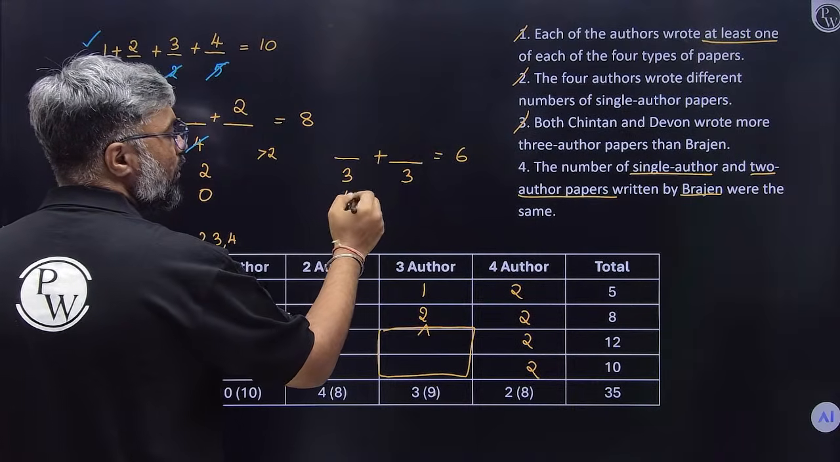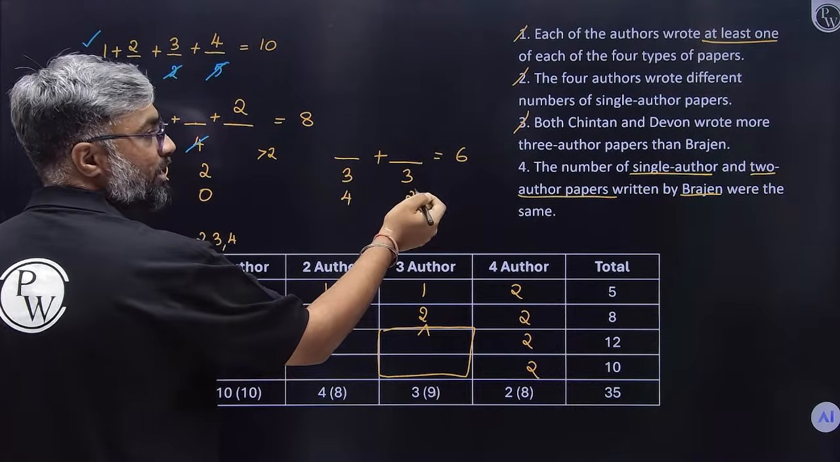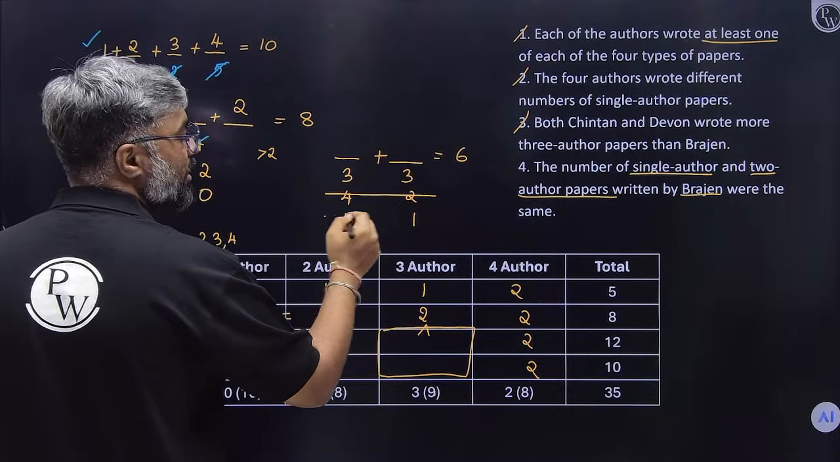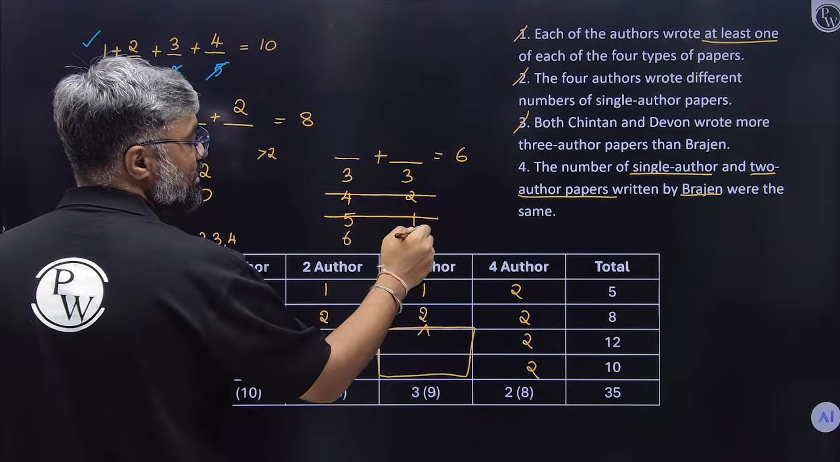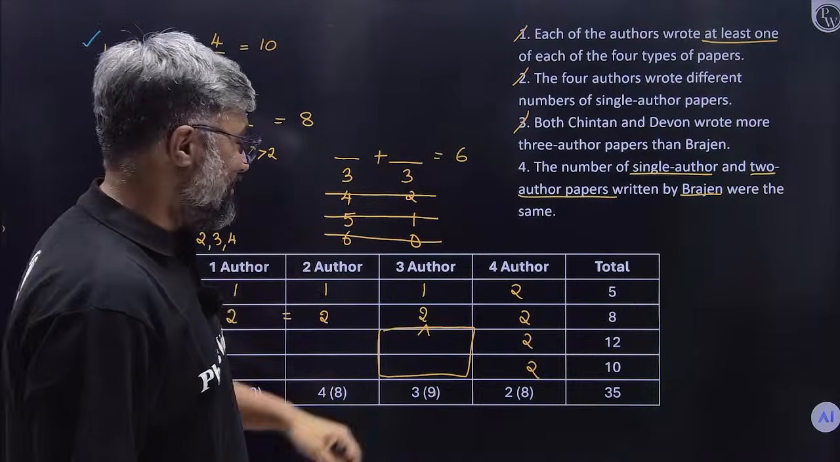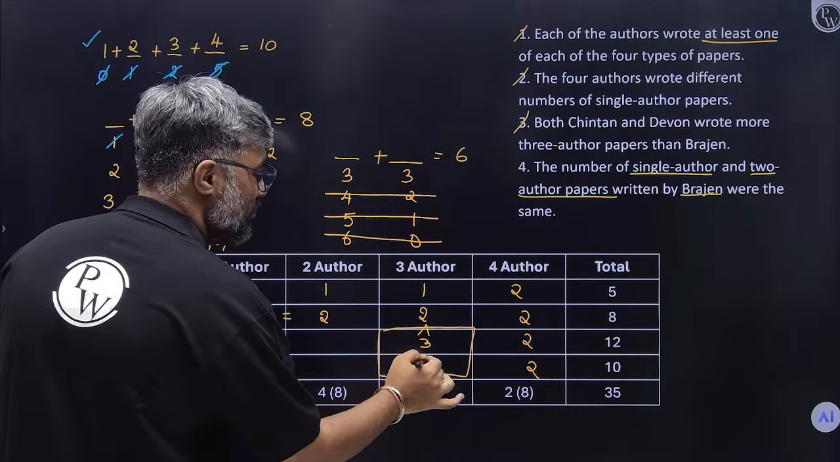Can I do 4 and 2? No, 2 is not greater than 2, gone. Can I do 5 and 1? No, 1 is not greater than 2, gone. Can I do 6 and 0? 0, anyway, is not allowed. So the only possibility is what? 3 and 3. Done? So both of these should be 3.